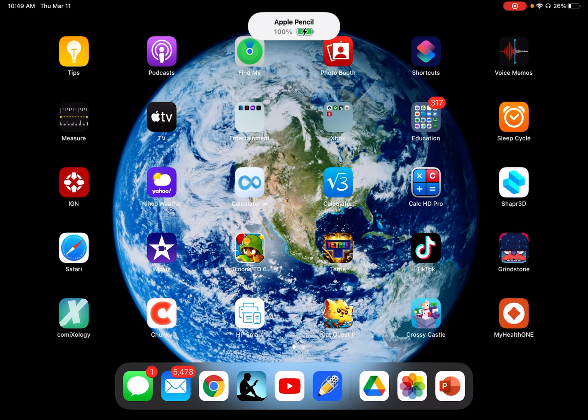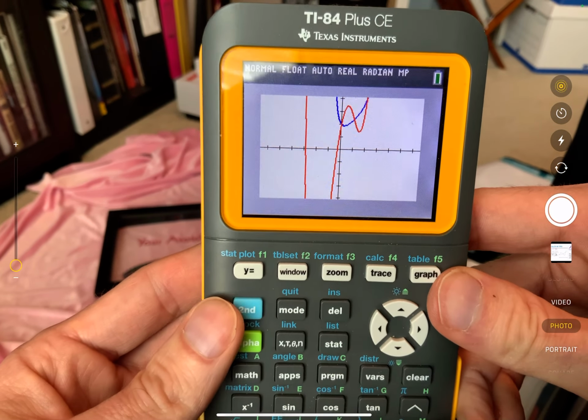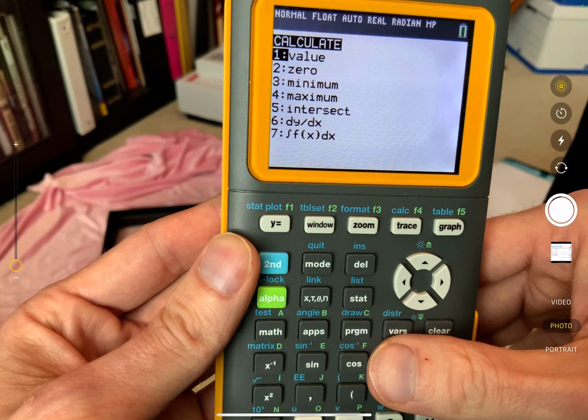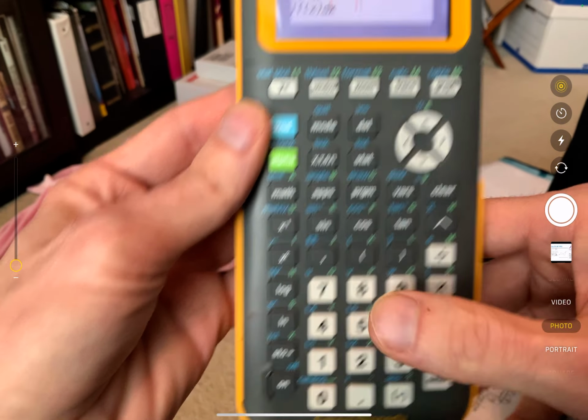between those two graphs. All right, lovely. I was able to see it. I need this point of intersection there. It almost looks like it's 1, but I recall from when we did this the first time, it definitely wasn't. So I need to go second, trace for the calculate menu. We want to choose number 5 for intersect.